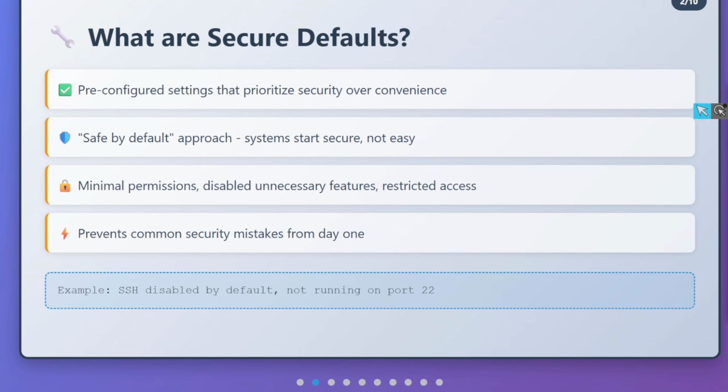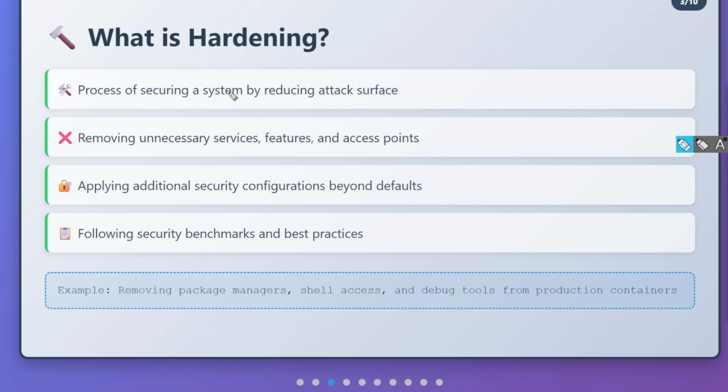Coming to the second part, which is hardening. What exactly is hardening? Just like the points we discussed regarding secure defaults, we will be covering hardening also. Hardening is the process of securing a system by reducing the attack surface. That means locking down your containers to reduce the number of ways an attacker can get into the container. Whenever there are fewer ways, we can consider that system or container safer, and there will be less attack surface. That is the significance here.